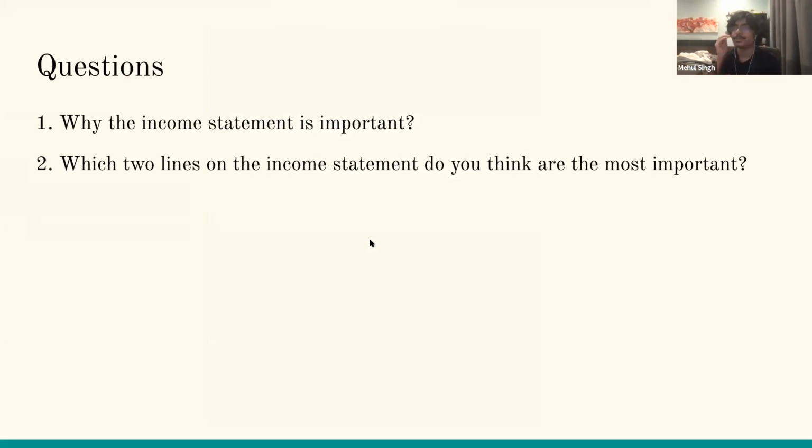So here are some questions we should discuss. So why is the income statement so important? Well, it kind of shows how the company is doing, the revenue per quarter or also yearly, right? And yeah, it also tells you what the expenses are. So yeah, you can see how it's growing. So which two lines on the income statement do you think are the most important? Net income and cost of goods sold. Yeah, I think that's right.